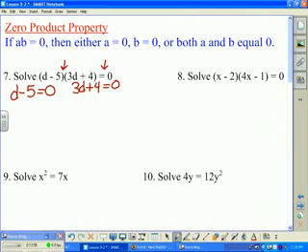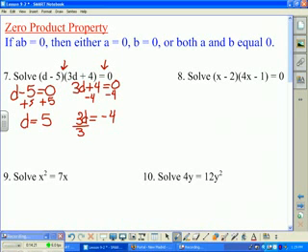And we use our basic algebra skills. D minus 5 equals 0. We should add 5 to both sides. So d is equal to 5. And for 3d plus 4 equals 0, again using basic algebra, subtract 4 from both sides. 3d equals negative 4. And divide both sides by 3. d is equal to negative 4/3.